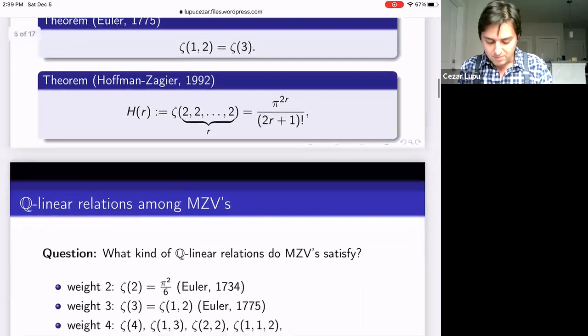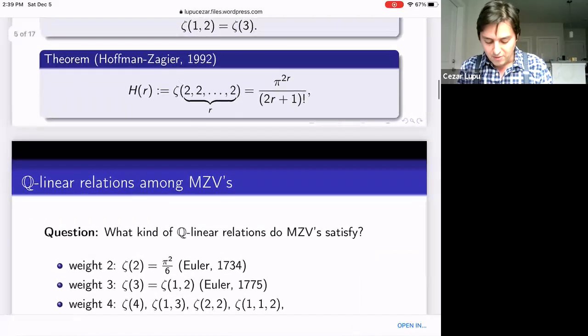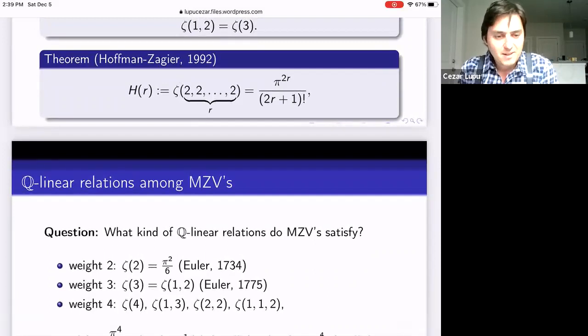And well, let's see. First I'd like to go to small weights. In weight 2, I have only one, zeta of 2, which is pi squared over 6. In weight 3, I have zeta of 1, 2, and zeta of 3, right? But thanks to Euler, these two are equal. Then in weight 4, I have these numbers: zeta of 4, double zeta of 1, 3, zeta of 2, 2, zeta of 1, 1, 2.